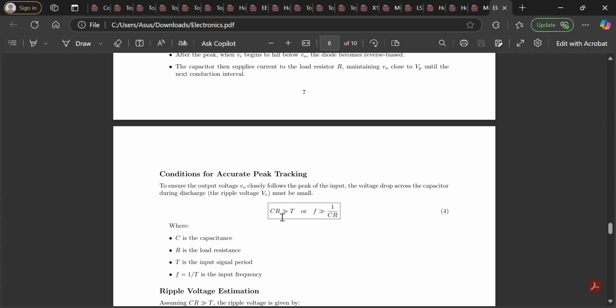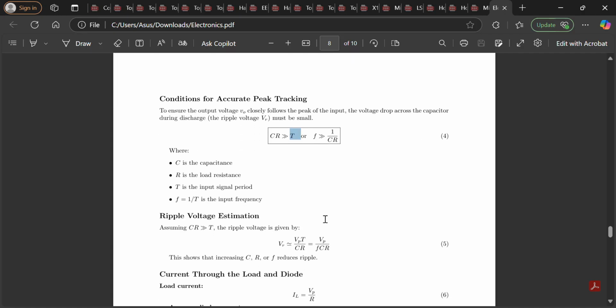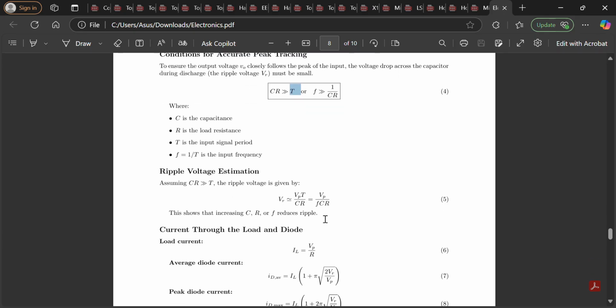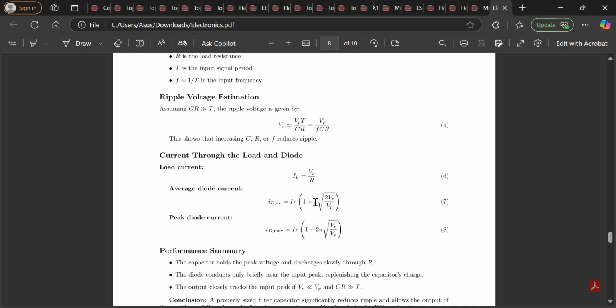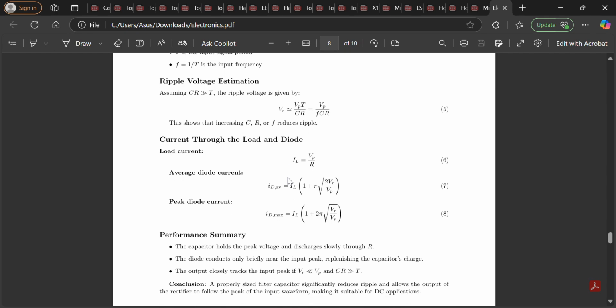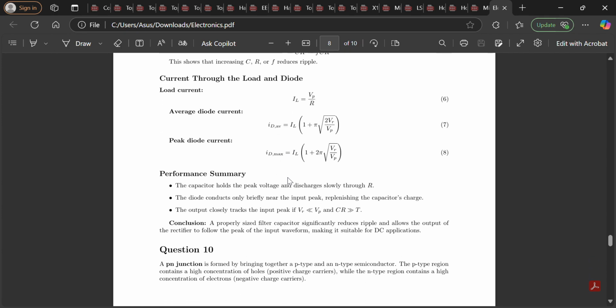Also capacitance, resistance, input signal period, and frequency. Ripple voltage. This shows that increasing C and R or f reduces ripple, and then current through the load and diode. So conclusion: bigger C means less ripple, the diode conducts only briefly, the capacitor holds charge. Also used in envelope detectors, peak hold circuits.